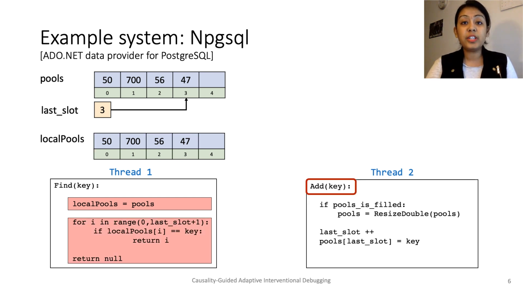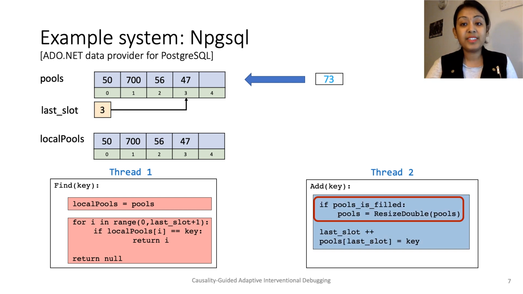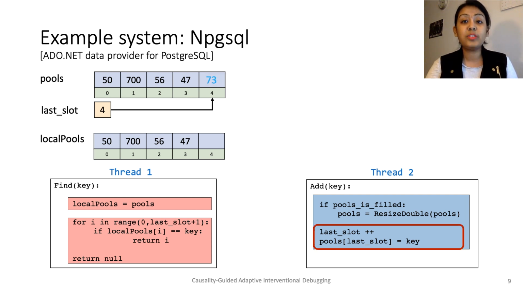The add function is in thread 2. Given a new key, the add function inserts the key to the pools array. For inserting the key, add first checks if the pools array is already at capacity. If there is no more room in the pools array for the new key, add doubles the pool size. It then increases last slot by 1 and stores the new key there.